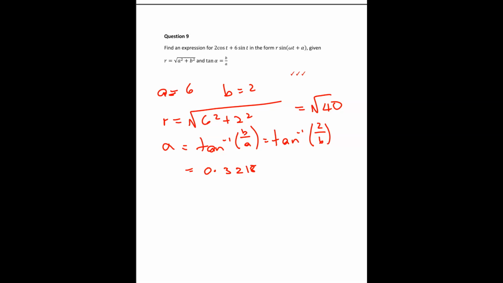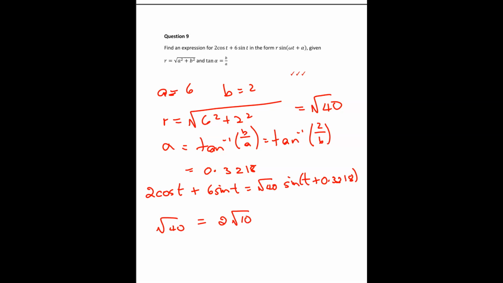Then you're done. So 2 cos t plus 6 sine t is equal to root 40 sine t plus 0.3218. You could have written root 40 as 2 root 10. I think somebody did, but that's no big deal. No extra marks. Just makes me smile. Okay, so that's questions 8 and 9.